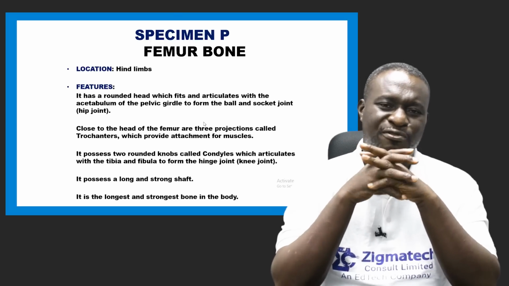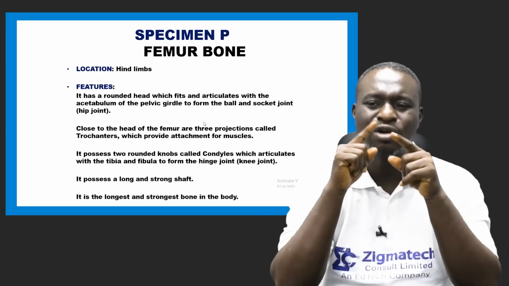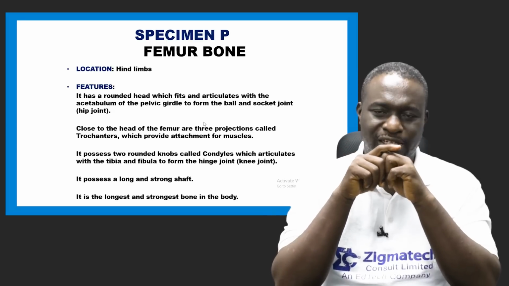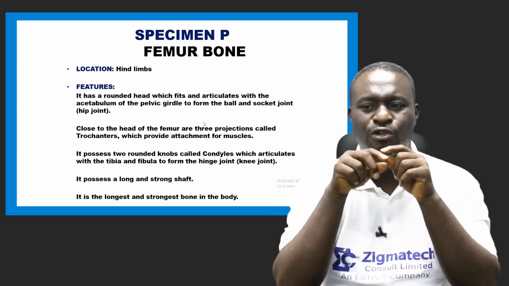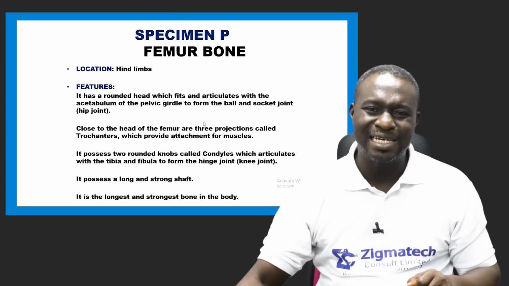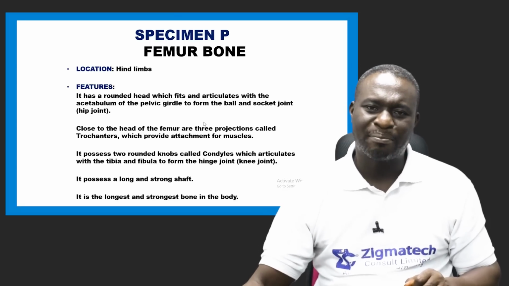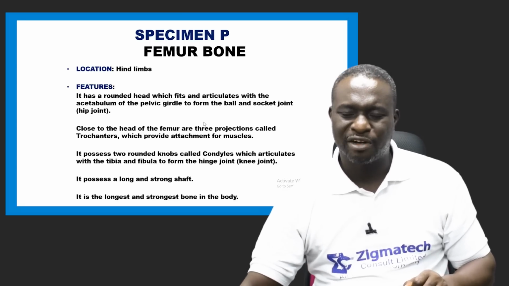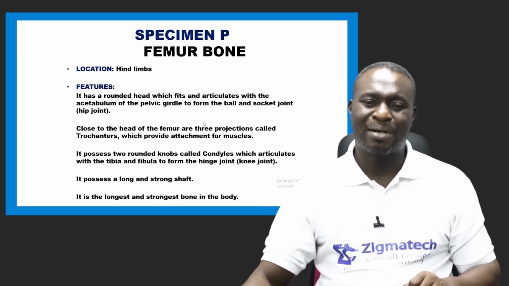Number three important feature of the femur bone is that it possesses two rounded knobs called condyles, which articulate with the tibia and the fibula to form the hinge joint, which is also known as the knee joint. And there is also a cap that covers the knee joint in front, and that cap is known as the knee cap, or you can call it patella.